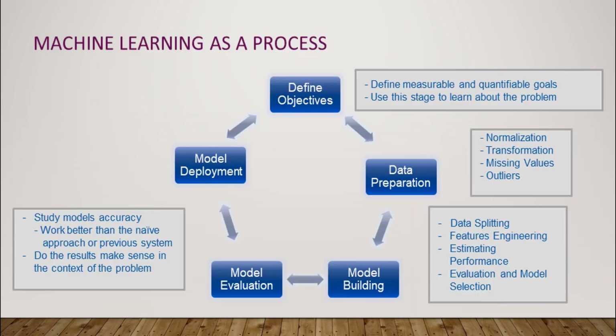If you want to train a machine learning model, what process do you have to follow? First, you have to define your objectives. Second is data preparation, which is a very important step. Third is model building. Fourth is model evaluation, and the fifth is model deployment. First of all, you should know the main objectives, what goal you are approaching.